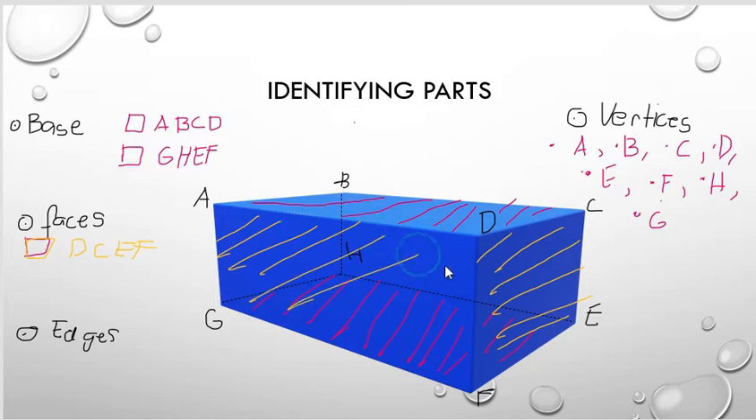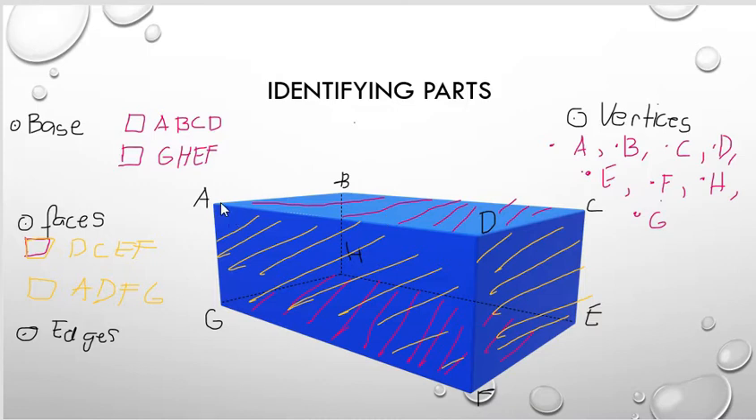This is also a face. So A, D, F, G. So rectangle A, D, F, G. Alright, let's go and talk about edges.